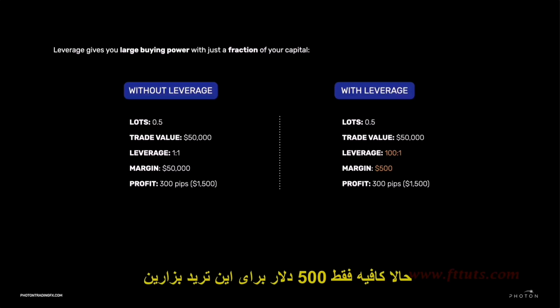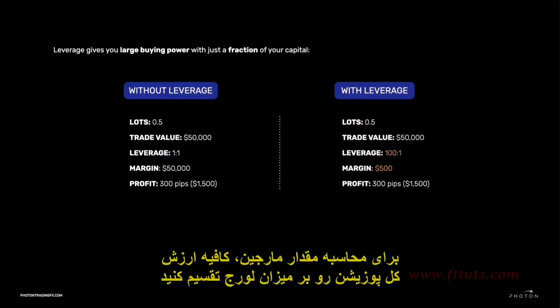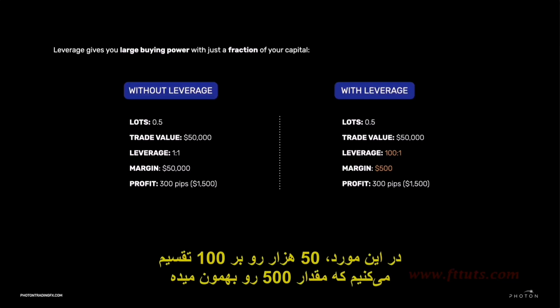Because we now have 100-to-1 leverage, instead of using up all of our 50 grand on the margin, you only need to put up $500 whilst you are in the trade. So to calculate the margin required, you just divide the position value by the leverage ratio. In this case, we divide 50,000 by 100, which gives us $500.